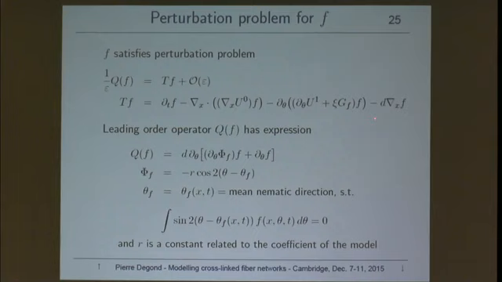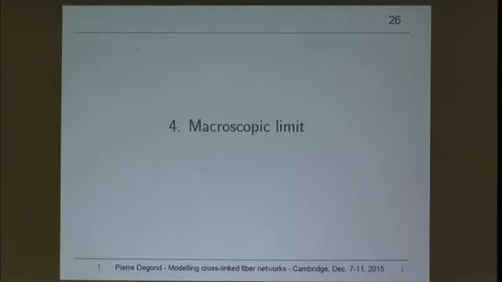And you have a contribution to the spatial noise. The orientational noise is in the leading order term, and then you have other terms. All the other terms coming from the cross-link and so on are small, order epsilon, and will be negligible in the limit. So this is after I've put in all the scaling arguments. I'm going to look at this perturbation problem for the fiber distribution function, and by letting epsilon go to 0, I'm going to go to the macroscopic limit.